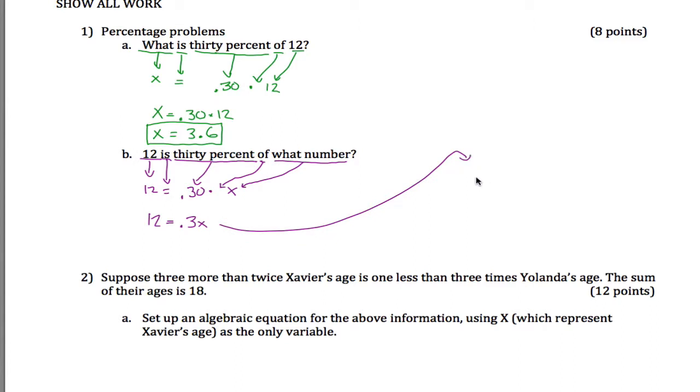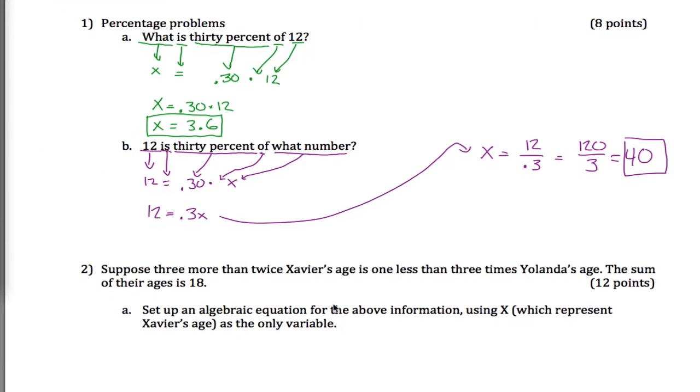I'll take this over here. Divide both sides by 0.3, and you get x equals 12 divided by 0.3. But we can figure that out if we multiply the top and the bottom of this fraction by 10. We get 120 over 3. And then 120 is 40 times 3. So what we get is x is equal to 40. Alright, I guess that's enough.